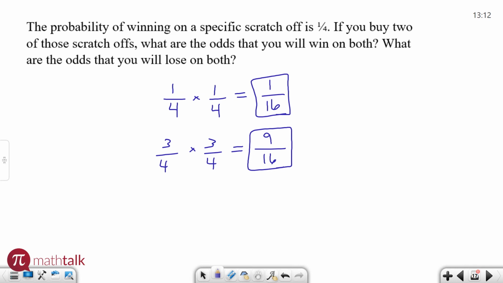As you can see, the probability of losing on both of them is quite a bit higher than the probability of winning on both of them, or even winning on one of them for that matter. You're more than twice as likely to lose on both in this hypothetical situation than you are to win on one of them. All right, let's look at one more example.